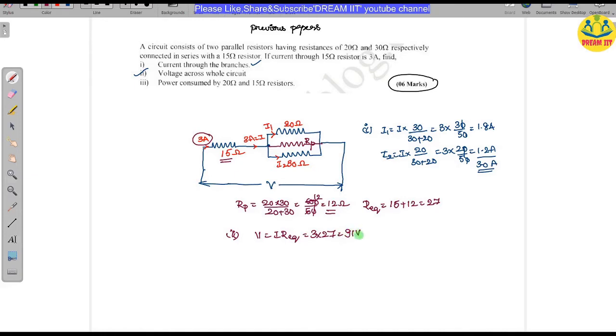It is 91 volts. Is it right? So 27 into 3, 60. I think, sorry, it is 81. Is it right? So it is 81 volts. Sorry, it is 81 volts. That is the total voltage across the circuit.